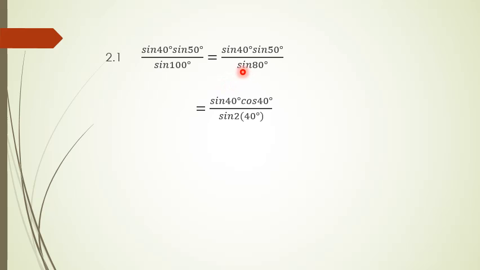So we rewrite the numerator as sine 40 degrees cos 40 degrees. And the denominator, rewriting 80 as 2 times 40, we have sine 2 into 40 degrees. Then applying the double angle formula in the denominator, we have sine 40 degrees cos 40 degrees all over 2 sine 40 degrees cos 40 degrees. Now this cancels with this, and the final result is 1 over 2 or half.